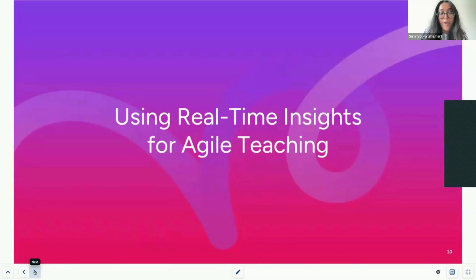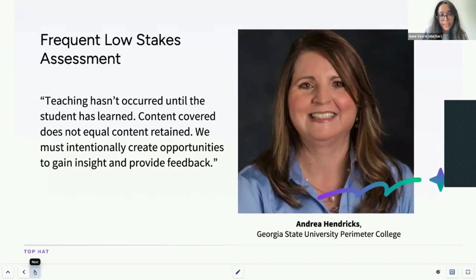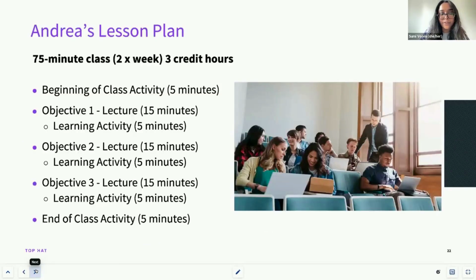So we've talked a little bit about cultivating that feedback, but what do we do with the insights when we receive them? Let's look at the example from Andrea Hendricks from Georgia State University Perimeter College, who's a longtime Top Hat user and has spoken on past events on teaching with insight. A core component of Andrea's approach to teaching involves ascertaining what students know, what they don't know, and what they think they know, but don't really understand or fully understand. Using that information, she helps students establish a solid framework of understanding that can better support new knowledge. So let's take a look at how she breaks up class time.